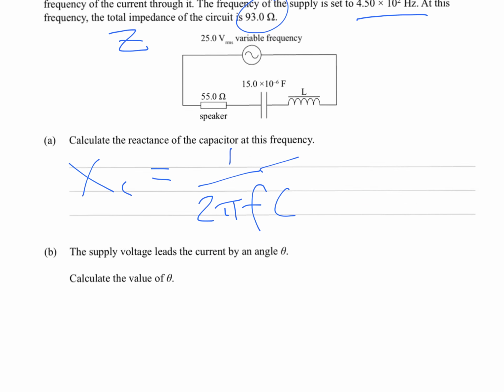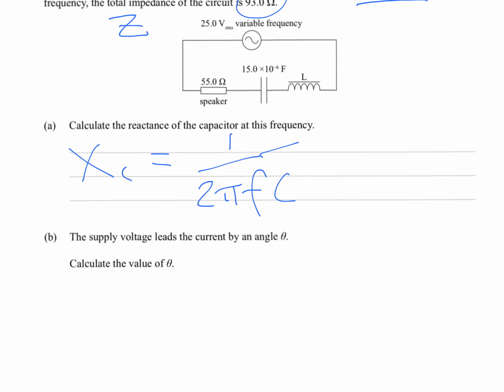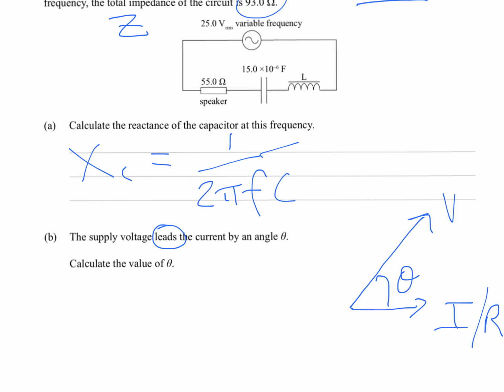B, the supply voltage leads the current. Don't forget that's important. It leads the current by an angle of theta. So let's calculate the value of theta. Let's just draw a little diagram to show that. That would be where the current is, and that's in phase with the resistance and the voltage across the resistance. We are told that the supply voltage leads the current by an angle theta. That's also the phase difference of Z, the total impedance of the circuit.